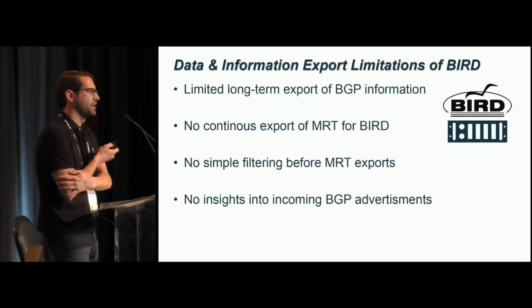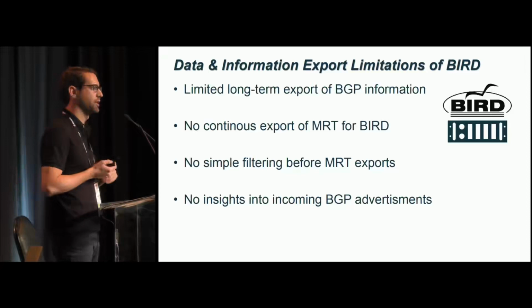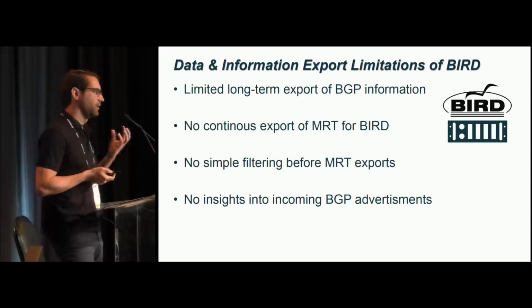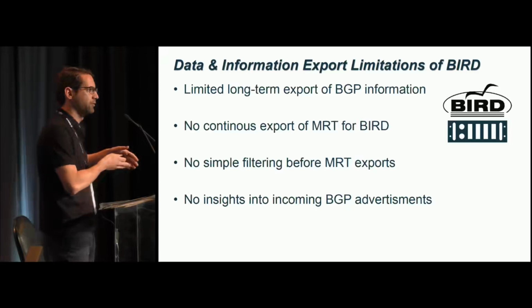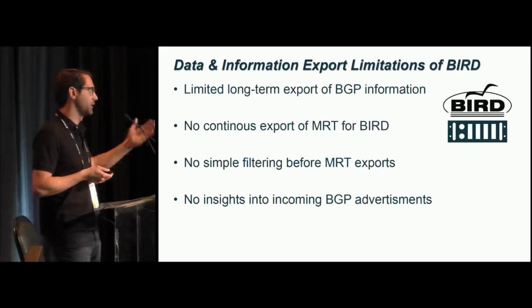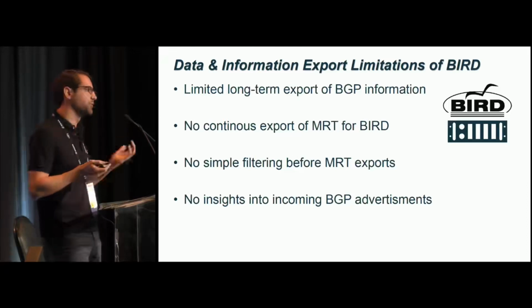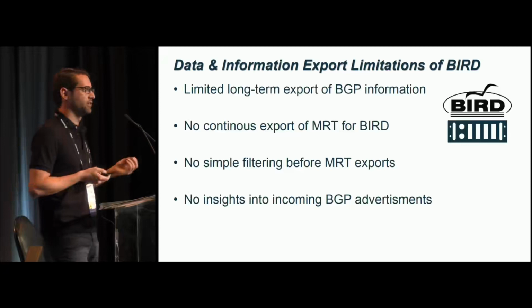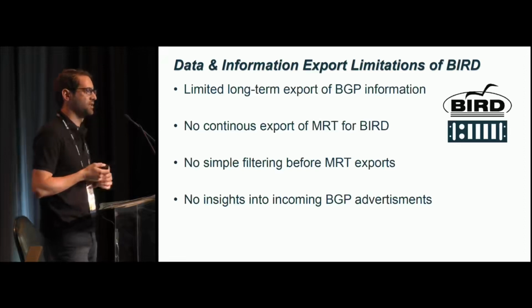At DKIX, like many other IXPs, we maintain a BIRD route server, which is great software and works well and does a good job, but it also comes with some limitations when it comes to data analysis. There's a very limited long-term export of BGP information. What I actually want is a continuous export of MRT data, for instance, which never stops, so that even after weeks I can go back and look into the data and see what happened if someone asks questions. Also, there's no simple filtering before the MRT exports, because sometimes I just want to switch it on demand and have it for a certain customer IP or whatsoever. Such a feature doesn't exist in BIRD.